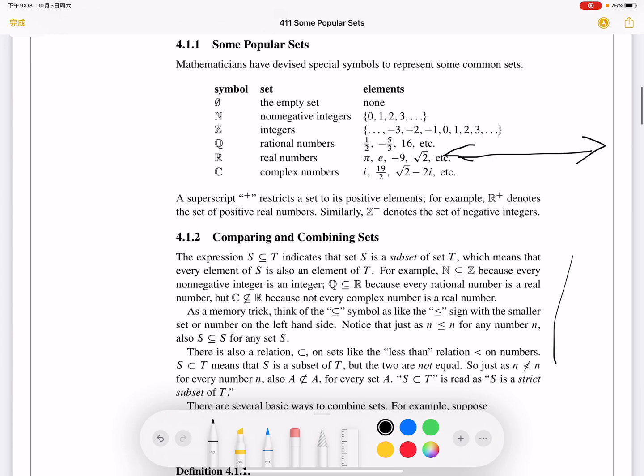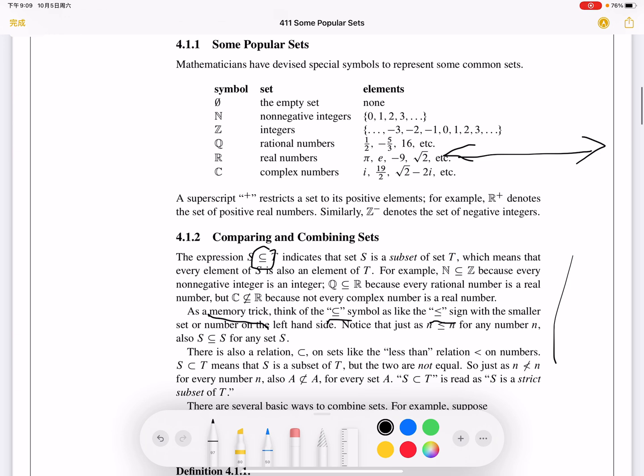Okay, so in this one, we have a new mark here. The expression S is a subset of the set T. Here, this mark is called S is a subset of set T. As you can see in the textbook, you can have a memory trick here. Think of the symbol as like the less-than-or-equal sign. Which means that the set S could be the set T, or all the elements in set S are in the set T. So we can also say that the set S is a subset of the set T, which means that all elements are equal to or less than set T.